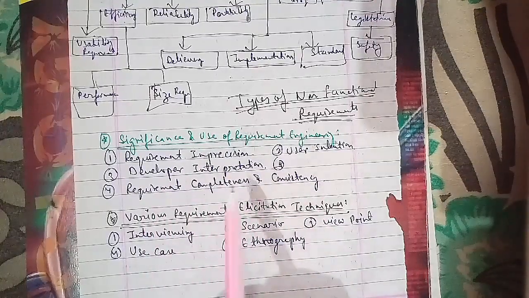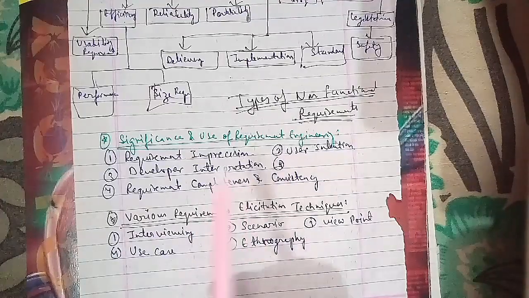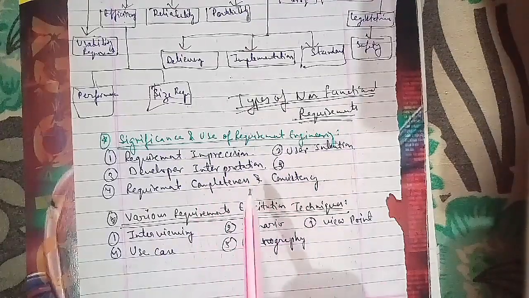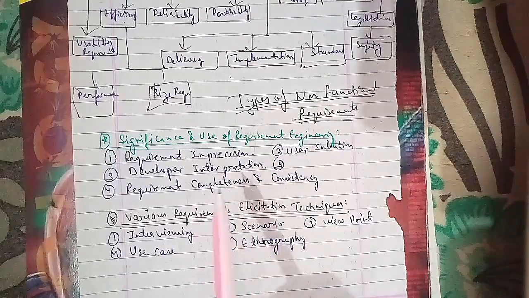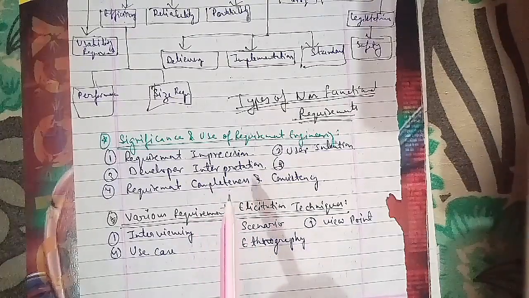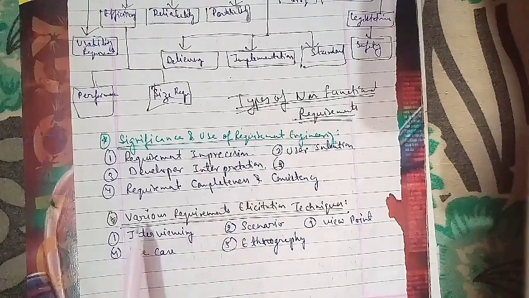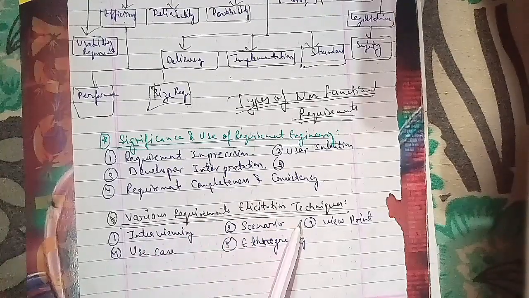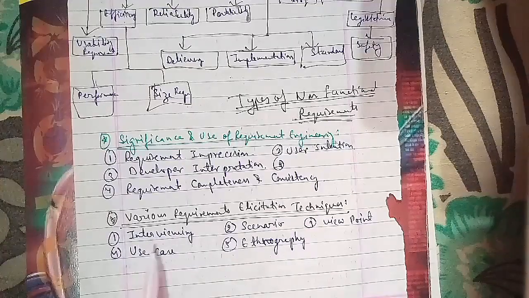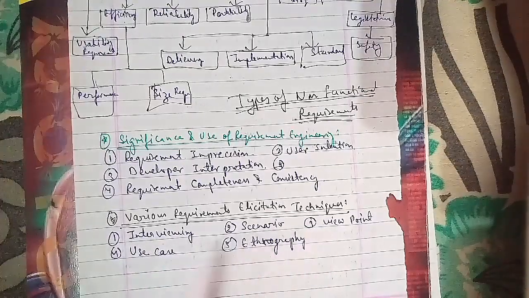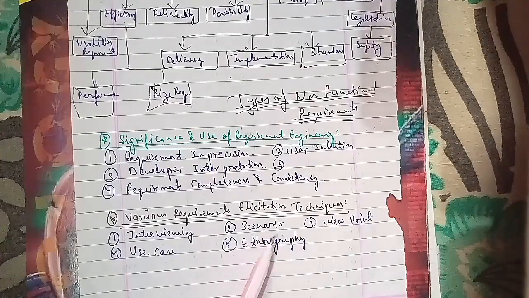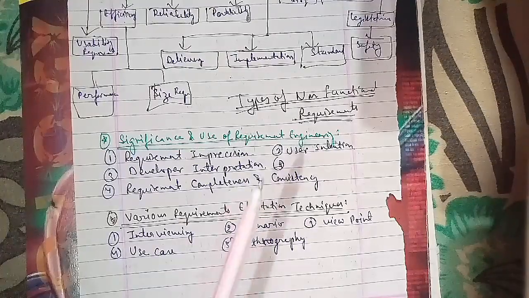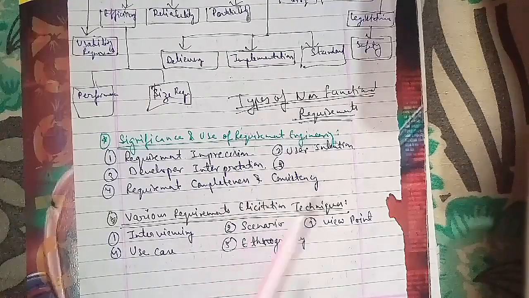Now we'll go further and discuss another question: what problems and challenges are faced while eliciting the requirements? This has been asked for 5 marks. The other is: describe with suitable examples the different types of requirements problems that should be identified and resolved during the requirement analysis activities. So we'll discuss the challenges that are faced while eliciting requirements.